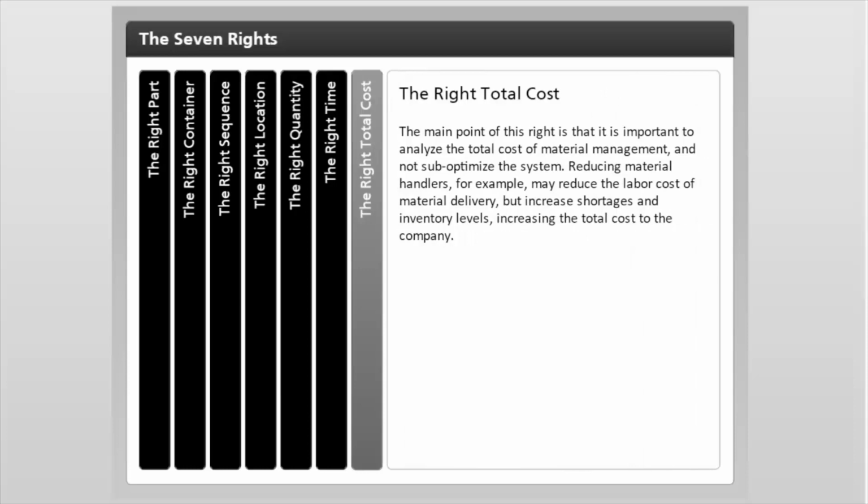And finally, the right total cost. The main point of this right is that it is important to analyze the total cost of material management and not sub-optimize the system. Reducing material handlers, for example, may reduce the labor cost of material delivery, but increase shortages and inventory levels, increasing the total cost to the company.